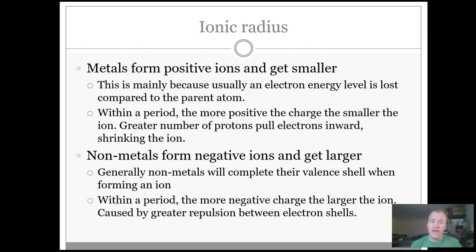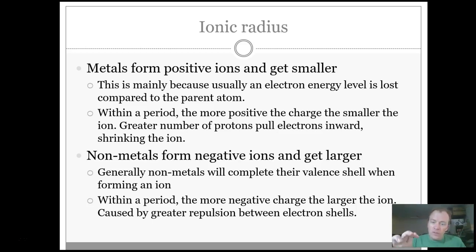The main reason for that is because they're generally going to lose a whole energy level to get that full stable energy level that we've talked about, I think, and I hope that we've talked about. So the atoms lose an entire energy level. They're going to get smaller when they do that. But also, when we're talking about within a period, within the same row, the metals are going to get smaller as we go to the right because the positive charge is going to get greater. And I'll show you a diagram and explain a little more about what I'm talking about with that.